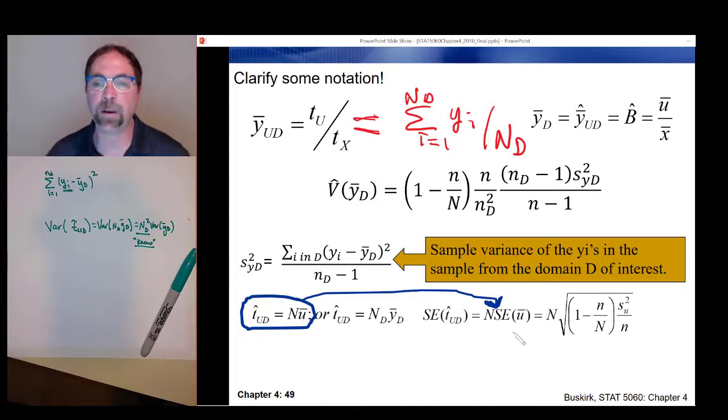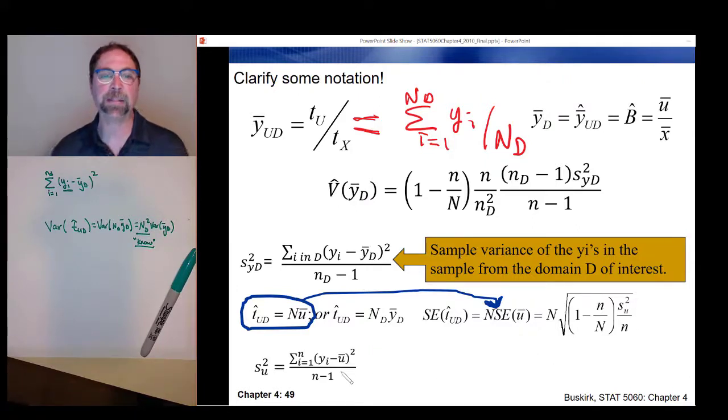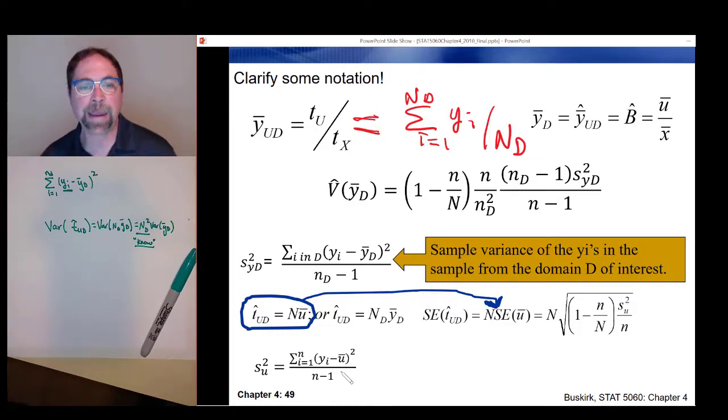And the standard error of t hat is n times the standard error of u bar, and this effectively is coming from simple random sampling using the formulas that we had from chapter 2. This s squared u is now going to be the sample variance across your entire sample. We're including everybody in the sample, so there are n elements here whose squared differences I'm taking, and u bar is the overall average for those elements that have been zeroed out and those elements that haven't been zeroed out.